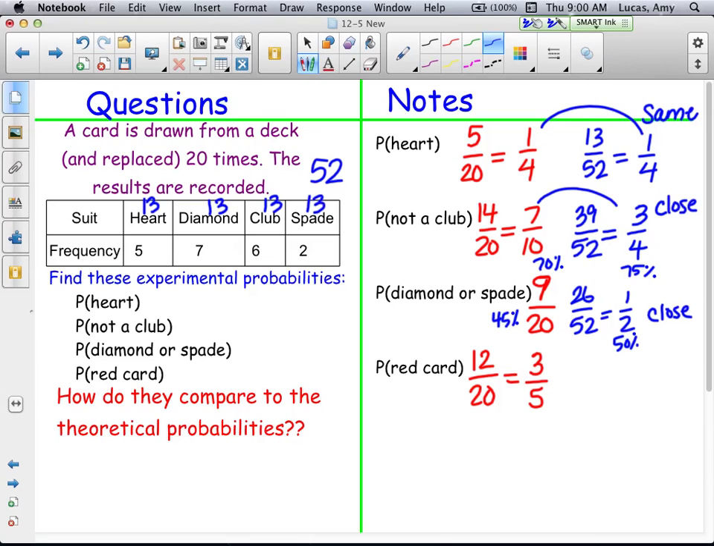And the probability of a red card. A red card would be hearts and diamonds. So 26 out of 52, or half of the deck, would be red cards. And 3/5 is 60%. So that one's not as close as the others. So not as close. 10% away. All right. So that's figuring out our experimental probabilities, figuring out our theoretical, and then comparing the two to see how close they are.